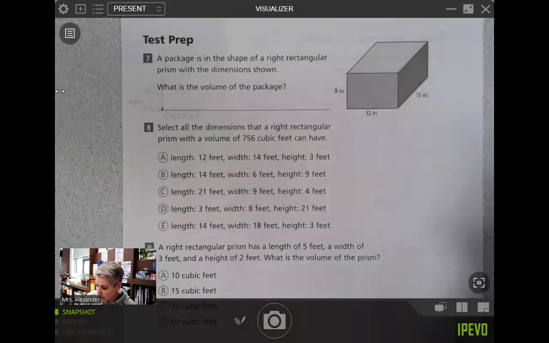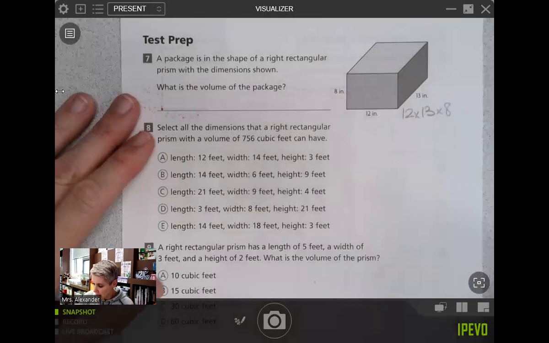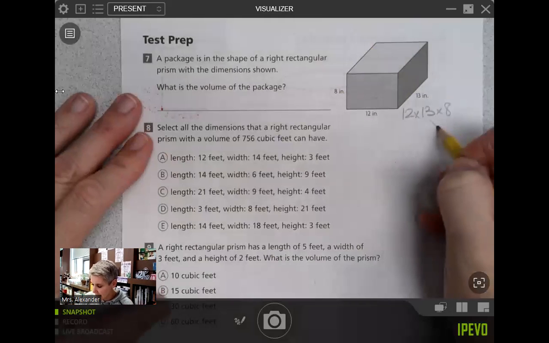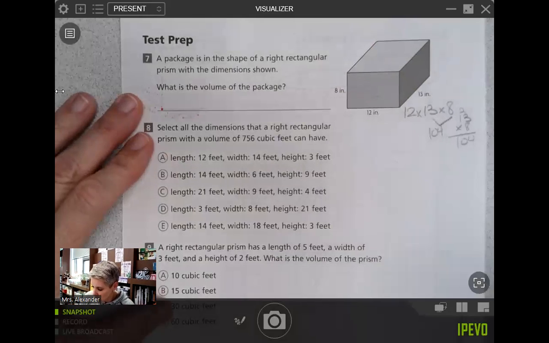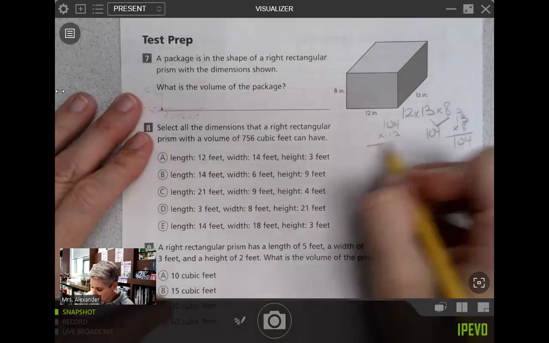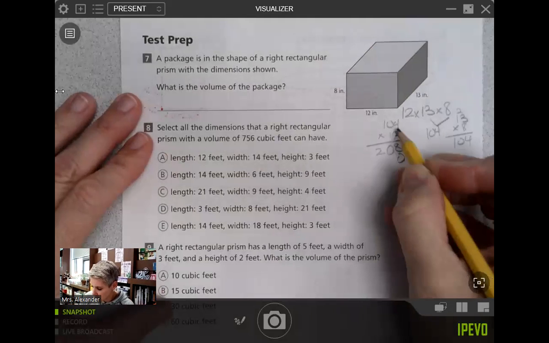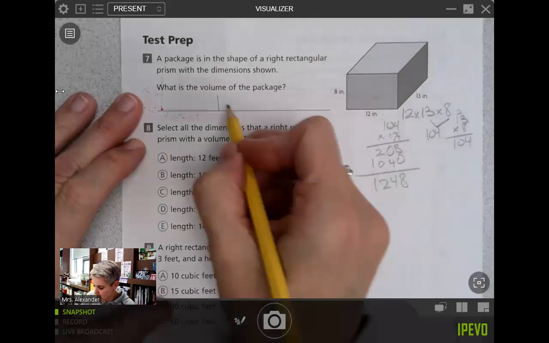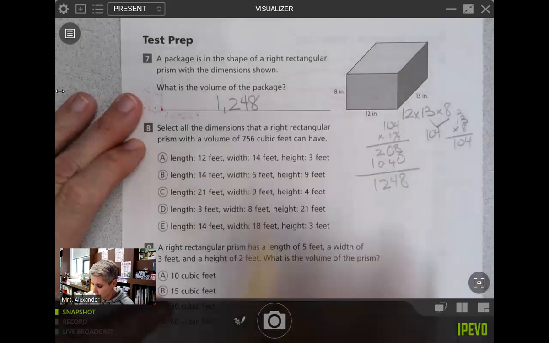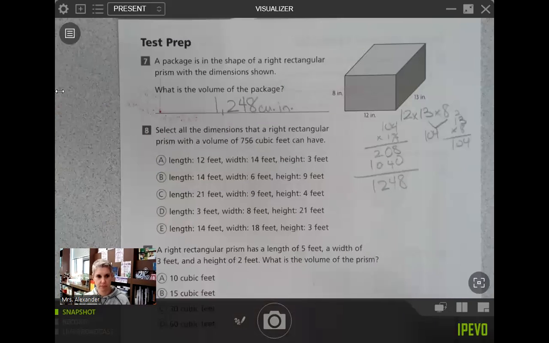So I can see the length and the width and the height. I'll write that out. I think I'll do 13 times 8. When I do that, I get 104. So 104 times 12. Done with the ones place. I would get a final answer of 1,248. I'm working with inches, so I'll do cubic inches. I'll write it that way.